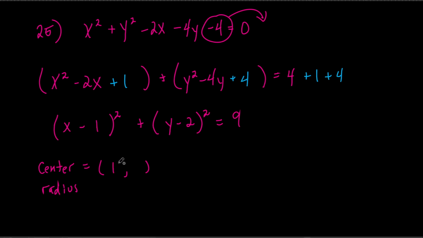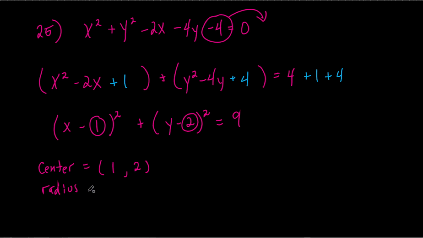It's a 1. It's not a -1, because remember what our formula is. It's x minus h. What's my h? This is the h right there. So I just put a 1 there. This is y minus k. So there's the y, there's the minus. What's my k? It's just a 2. That's the center of the circle.